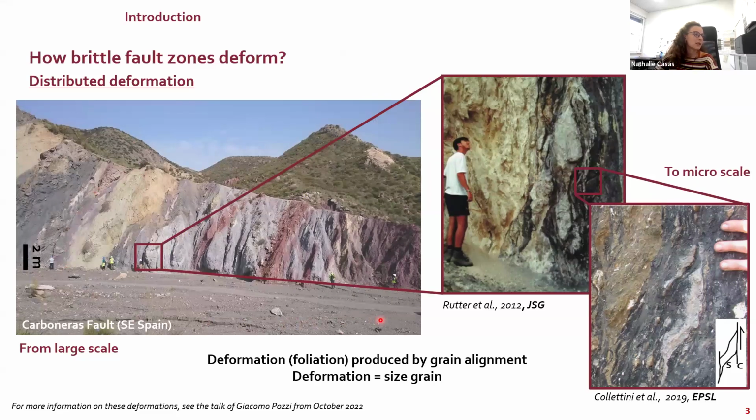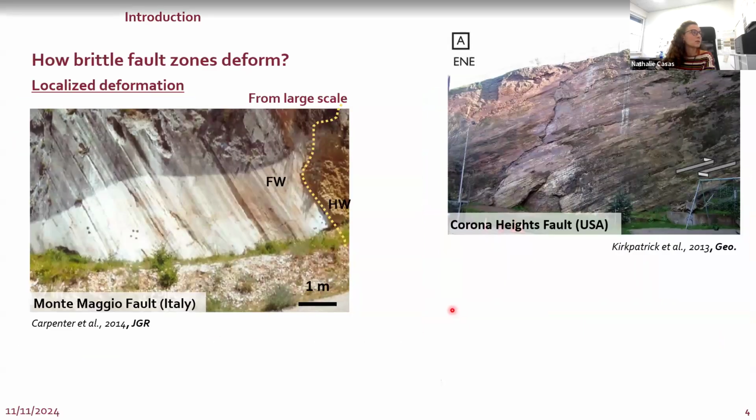You can observe it at a large scale here within the Carboneras fault in Spain. This is at the large scale, some meters long, where we see all this deformation happening. But if we zoom in at a smaller scale within this fault, we can still observe these distributed deformations, mainly produced by grain alignment, at a scale of the size of the grain. In this talk today, I will not focus too much on that. You will see some distributed deformation, but I will mostly focus on another type of strain deformation, localized deformation.